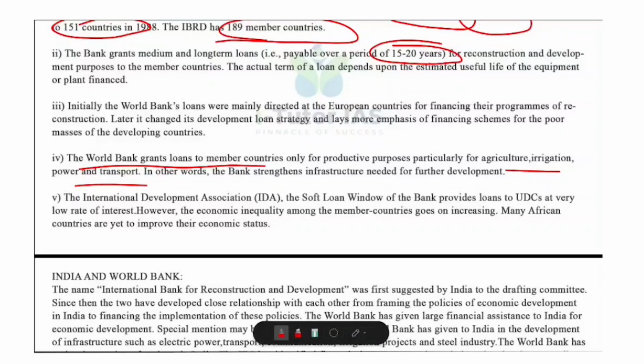And soft loans via International Development Association. So International Development Association or IDA is the soft loan window of the bank. It provides low interest or interest free loans to underdeveloped countries. Despite these efforts, economic inequality persists, especially in many African countries.